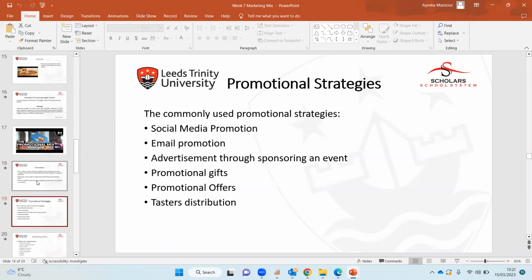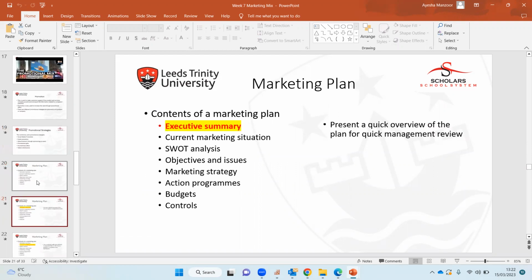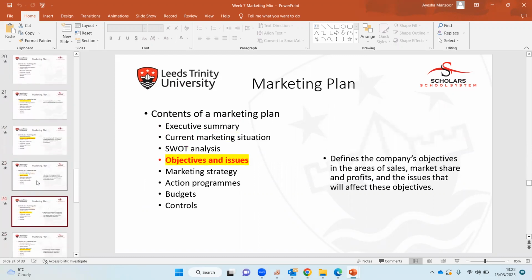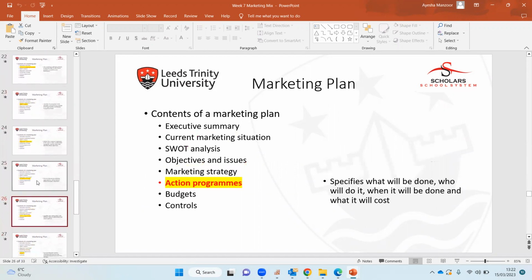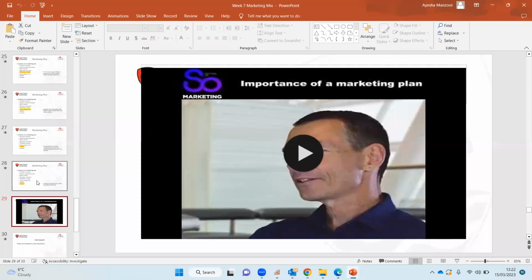And then we discussed the various stages, and we discussed the marketing plan, what it could include: executive summary, for example, current market situation, SWOT analysis, objectives and issues, marketing strategies, action programs, budgets, and then controls. And there is a video on the importance of the marketing plan.